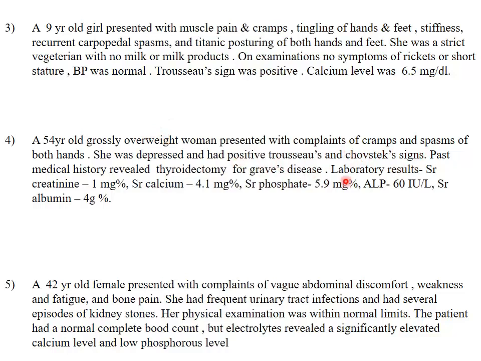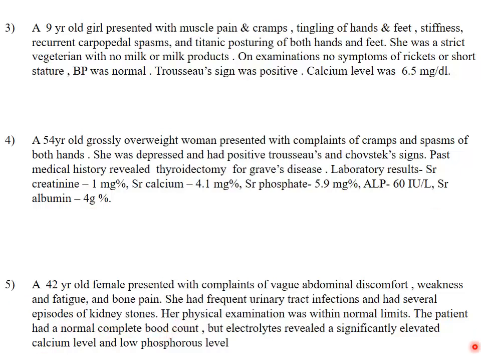Number 4, a 54-year-old grossly overweight woman presented with complaints of cramps and spasm of both hands. She was depressed and had positive Trousseau's sign and Schuster's sign. Past medical history revealed thyroidectomy for Graves' disease. So, did you get this? Surgical removal of thyroid or parathyroid glands. So, it was removed. Now, the laboratory result showed creatinine is 1, serum calcium 4.1, this is decreased, phosphorus 5.9, this is higher, ALP is 60, okay, normal, albumin is 4 gram percentage, that is also normal.